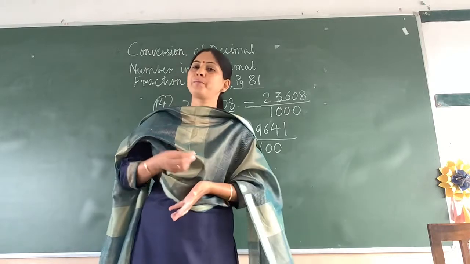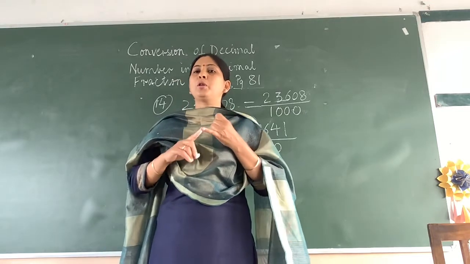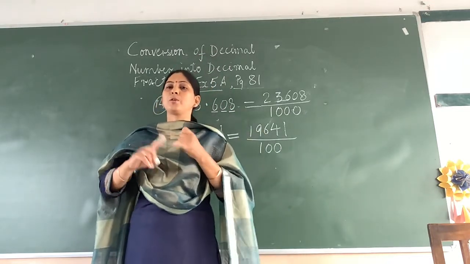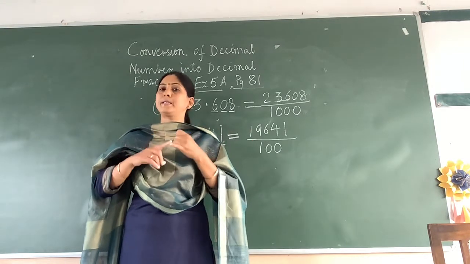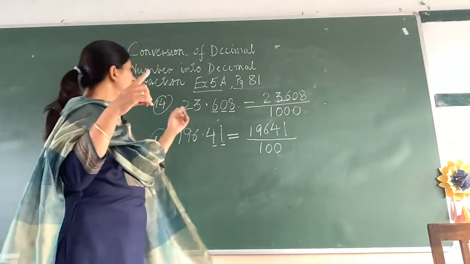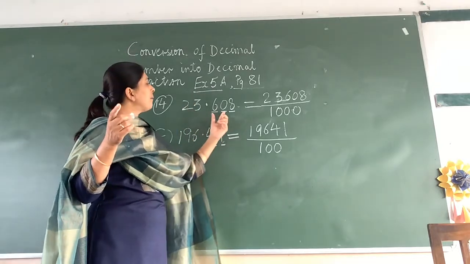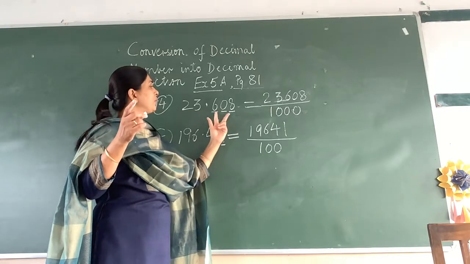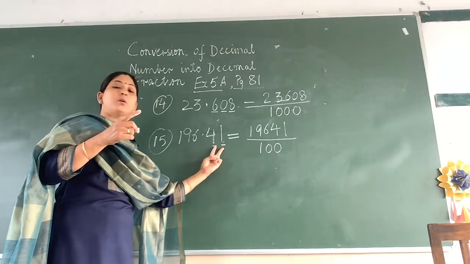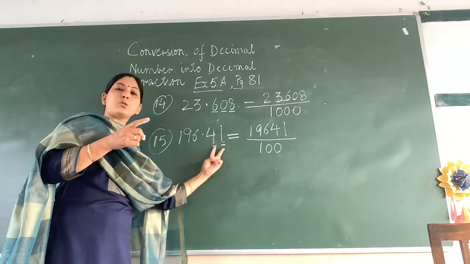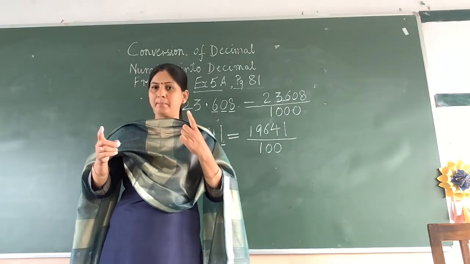So, children, till now, you know what decimal fractions are. Decimal fractions are fractions with denominator 10, 100, 1000 or multiples of 10. Another thing that you know is decimal places. How do we come to know how many decimal places a decimal number has? We count the number of digits after the decimal point. If there are 3 digits, it has 3 decimal places. If 2 digits, 2 decimal places. And if 1 digit, 1 decimal place.